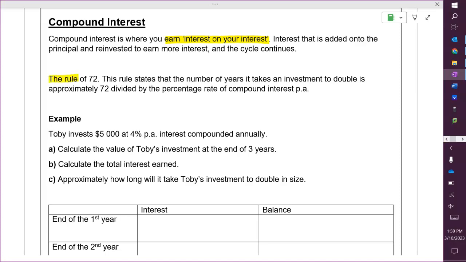There's something called the rule of 72. And it states that the number of years that it takes an investment to double is approximately 72 divided by the percentage rate of compound interest per annum. So just something to keep in mind there.